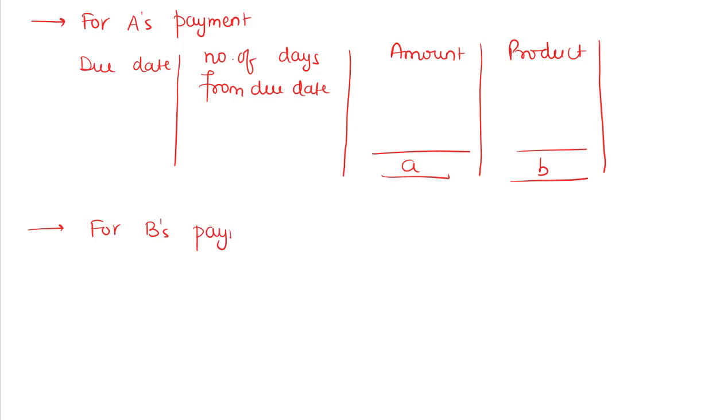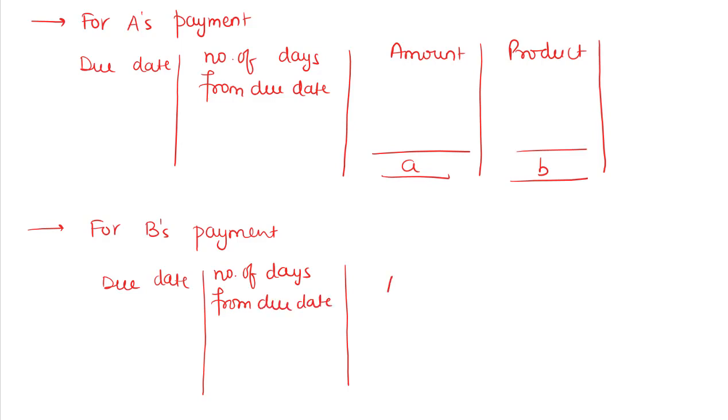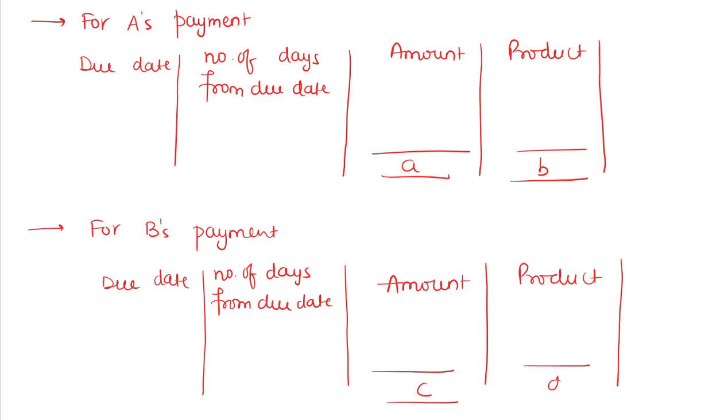For B's payment: due date, number of days from due date, amount, product. Total of amount is termed as C over here and total of product is termed as D over here. I believe you understood till here. Let us continue.